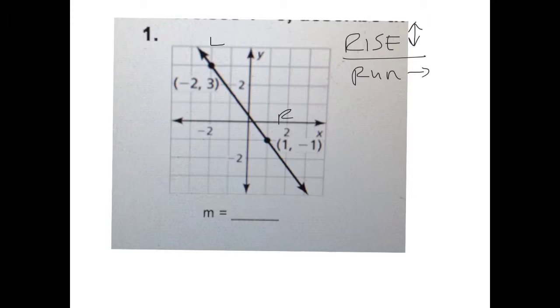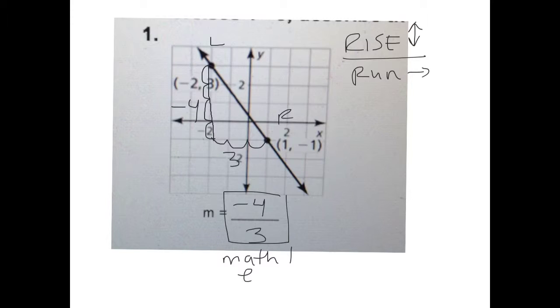To get to the right point, we have to rise in a downward motion, which means that's a negative rise. So we count the spaces 1, 2, 3, 4, down 4. Then we run to the right always 1, 2, 3. This is negative 4 over 3. This happens to be reduced. I told you guys if you're not sure if it's reduced, you just type it into the calculator and hit math 1, enter, and this puts it into a fraction for you, but this one is reduced.